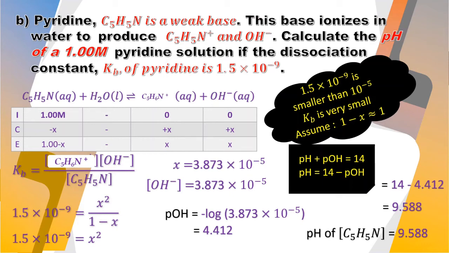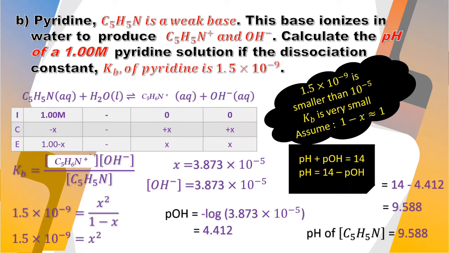Then we substitute all the values into the formula. However, do not forget that 1.5 times 10 to the power negative 9 is smaller than 10 to the power negative 5. So the Kb is very small, so we assume that 1 minus x is equal to 1. That leads us to 1.5 times 10 to the power negative 9 equals x squared. So x is 3.873 times 10 to the power negative 5, which is the concentration of OH-. To get the pOH, we use negative log of the concentration, so the pOH is 4.412.